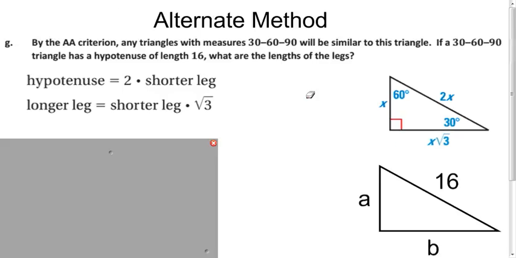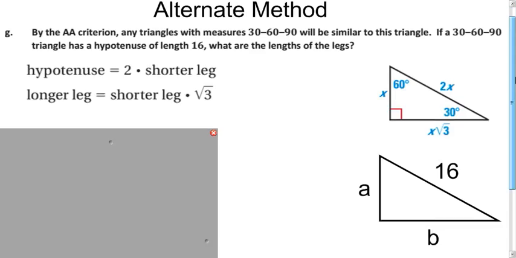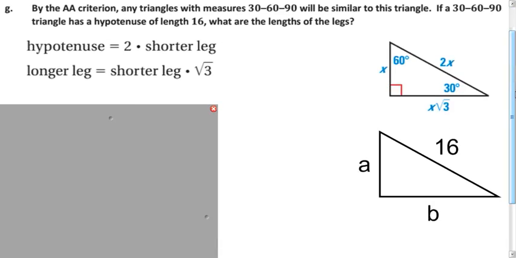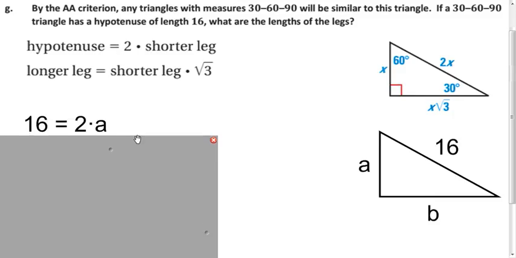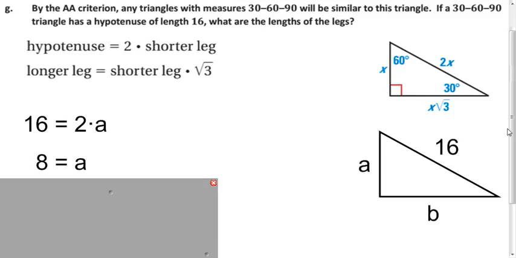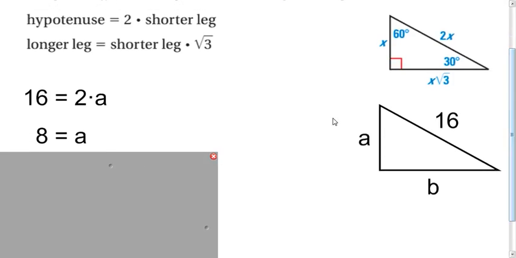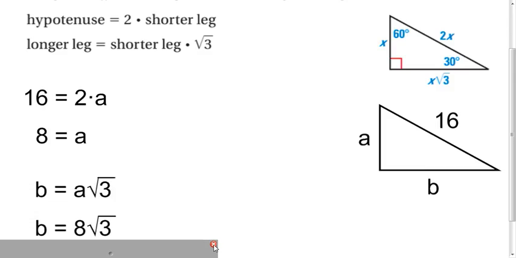So if you want to look at solving this with an alternate method, we can just apply these two equations that we just learned. And it's really mathematically equivalent to what we did already with ratios. So either way is fine. So we already know that the hypotenuse is 16, and that's going to be twice the length of the shorter leg. So it's going to be twice a divided by 2, and we get 8. And now that we know the shorter leg, to find the longer leg, you just multiply that by the square root of 3. So that would just be 8 radical 3. Same answers, slightly different method.